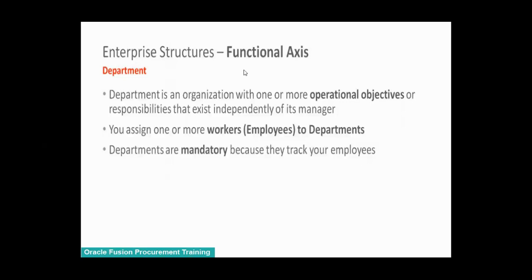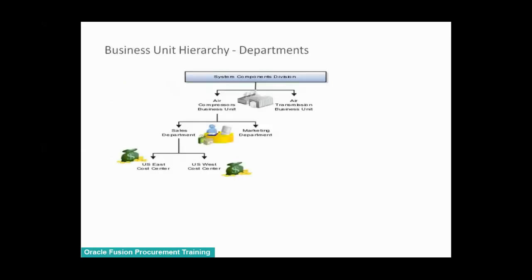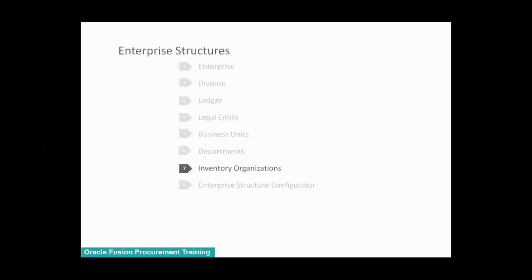And the legal axis is nothing but the legal entities. And the business axis is nothing but the divisions. Divisions and business units are called a business axis. Let me go to the next slide because we have one good slide in the next pages.